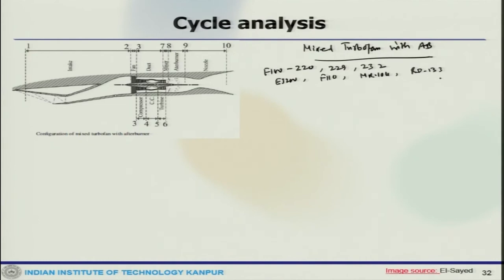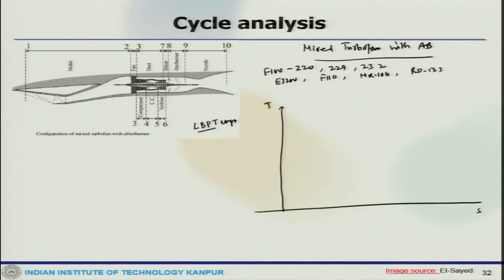And now this engine, one can think of it as a forward fan, mixed, afterburning, low bypass ratio turbofan engine. So quickly we can look at the block diagram of this one. The block diagram will give you an idea of how to do the analysis. Maybe we are not going to carry out the detailed analysis, because this would be pretty much similar, but once you have the TS diagram and the other stuff, one can.